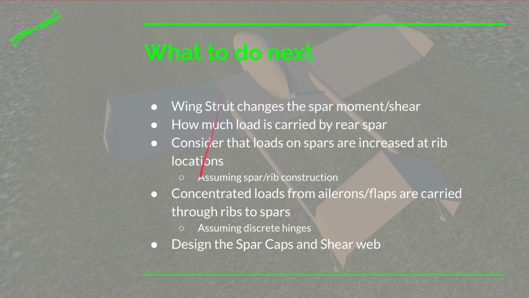So the next thing you would do in your design, now that you've got your moments and your shears, you can start calculating how much cross-section area you need in your spar caps and cross-section area in your shear web.